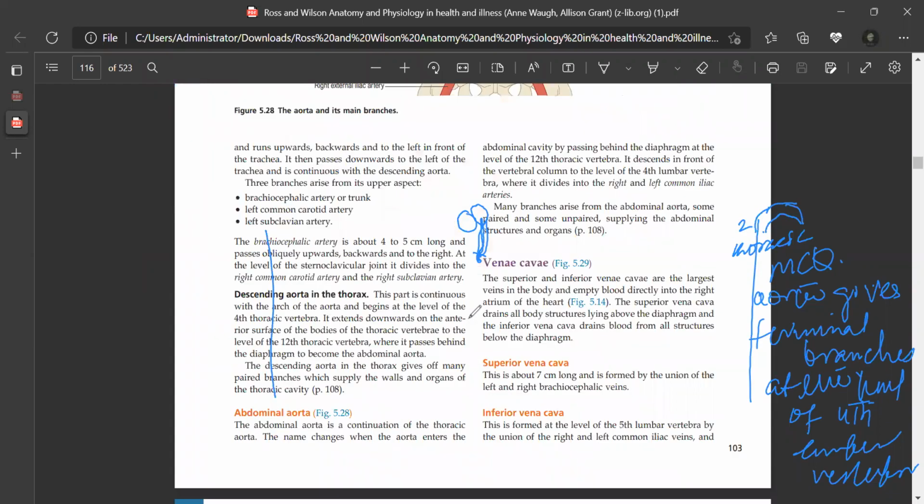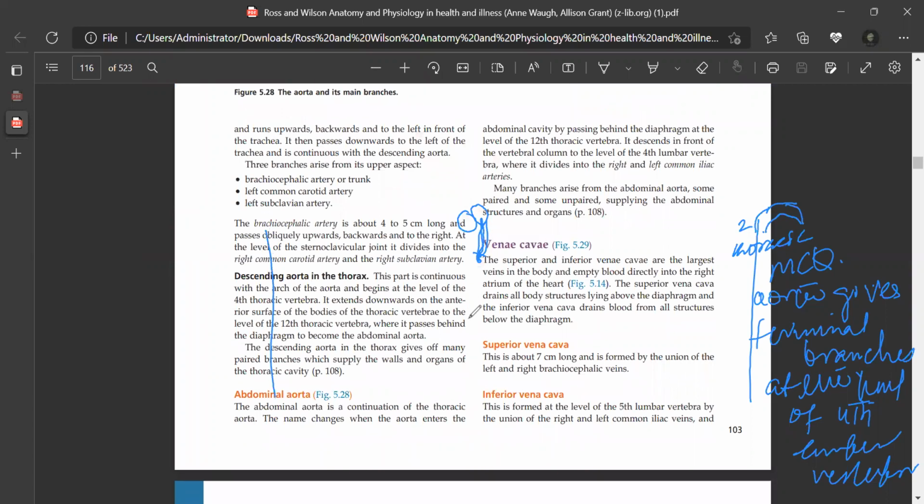The aortic arch runs upwards and backwards to the left in front of the trachea. It then passes downwards to the left of the trachea and is continuous with the descending aorta. Three branches arise from the upper aspect of the arch of aorta.